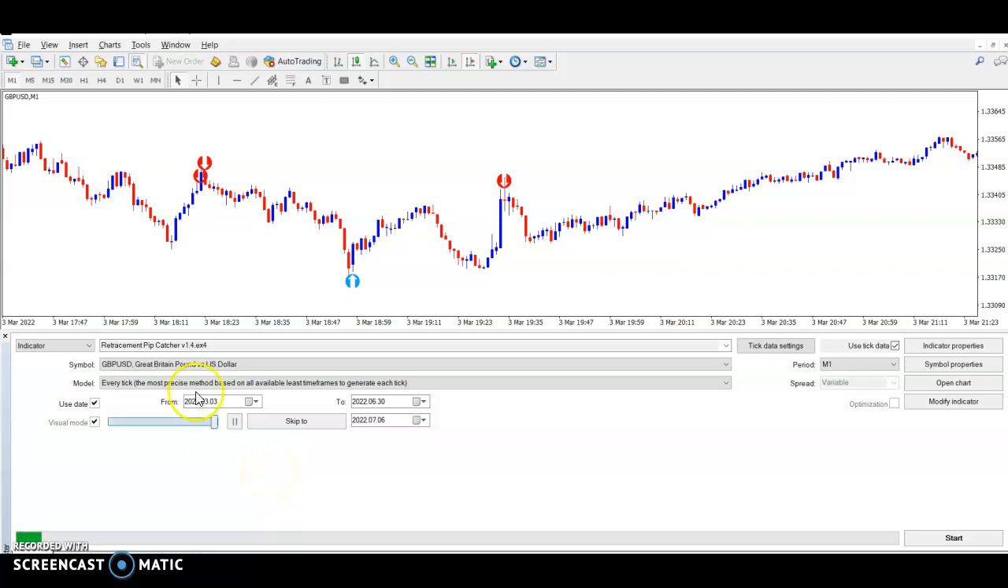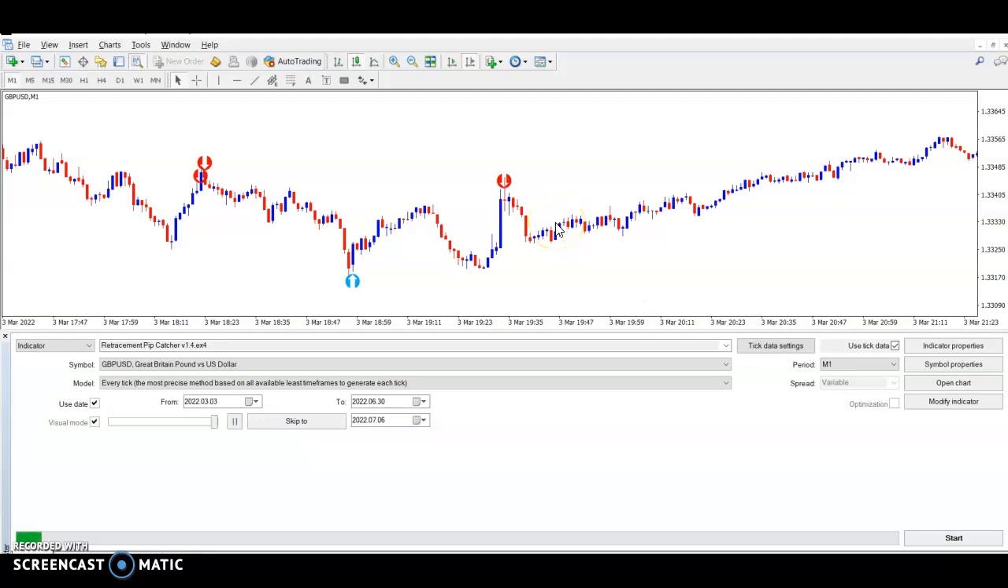Okay, so here we are. We have got the Retracement Pip Catcher Indicator version 1.4, and I'm going to show you how you can get settings so that you get signals like these. Now, obviously, you're not going to win every single one. There's a losing one there, but then there's a winner, and then there are two other winners here.